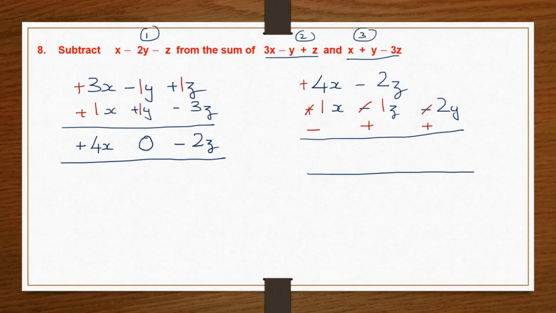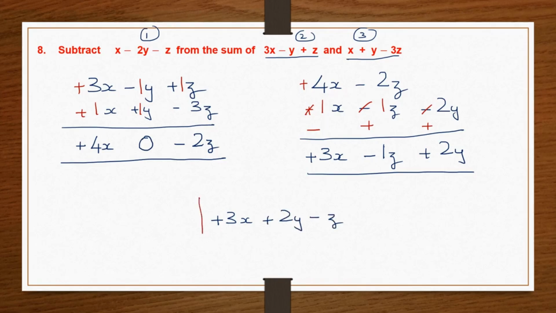Now let's work out the x column. Plus 4 minus 1, signs are different. Sign of the bigger number, subtract. 4 minus 1, 3x. Z column, signs are different. Sign of the bigger number, subtract. 2 minus 1, 1z. And the third column is 2y. So let's write our answer in order. So we'll get plus 3x plus 2y minus z. So we have got them in order as x, y and z. So this is our final answer.